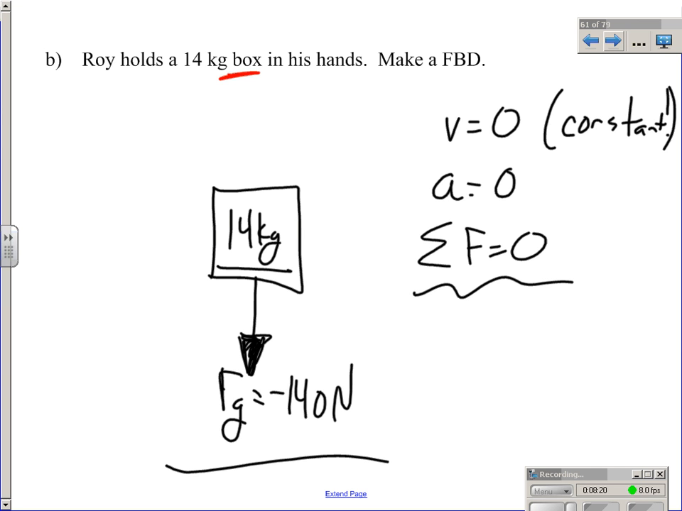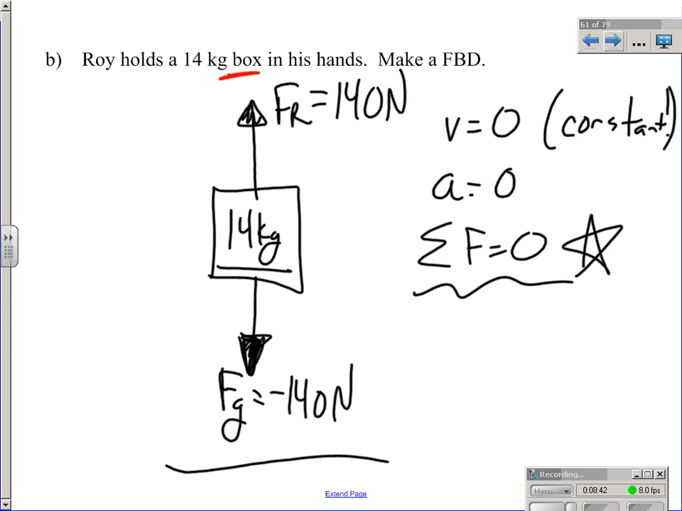So what's preventing the box from falling? Gravity is pulling it down. What's preventing it from falling? Well, Roy's holding it up, right? So there's got to be an upwards force from Roy. And the question is, how much force? Well, he needs exactly enough force to make the net force 0, right? So it would have to be 140 newtons, right?